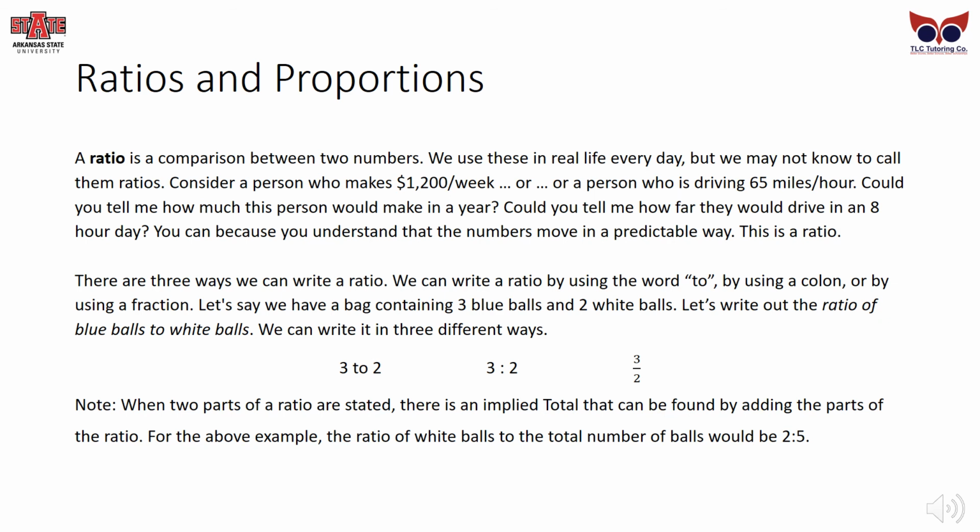Let's say that we have a bag containing 3 blue balls and 2 white balls. Let's write out the ratio of blue balls to white balls. We can write it in 3 different ways. We can write 3 to 2, 3:2, or 3 over 2. Note, when 2 parts of a ratio are stated, there is an implied total that can be found by adding the parts of the ratio. For example, if you consider the situation above, the ratio of white balls to the total number of balls would be 2 to 5.